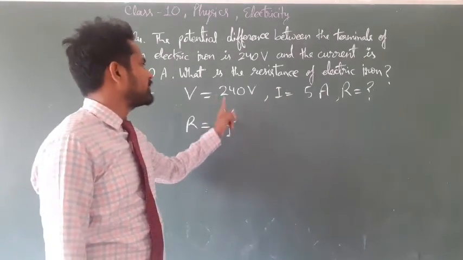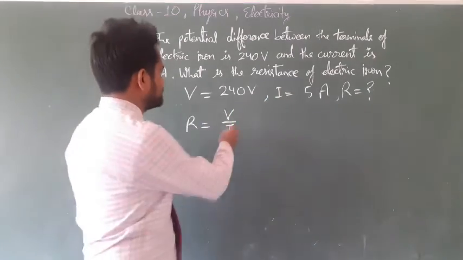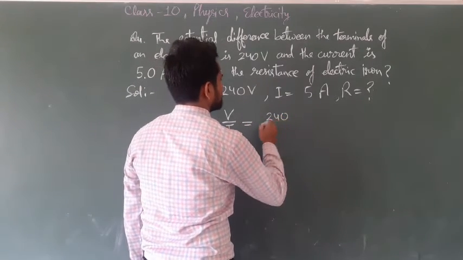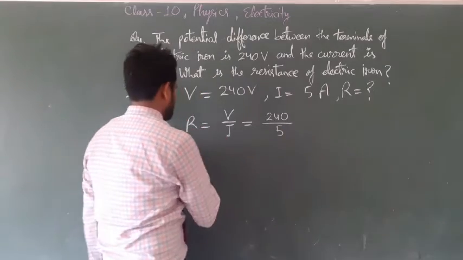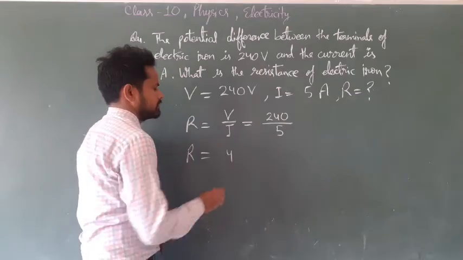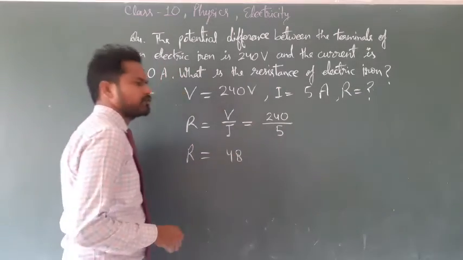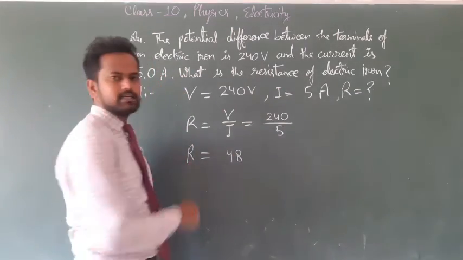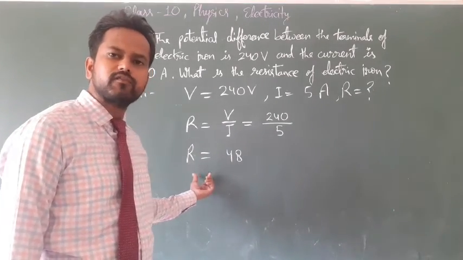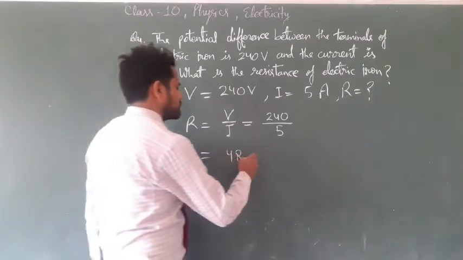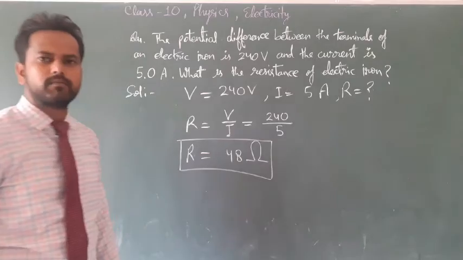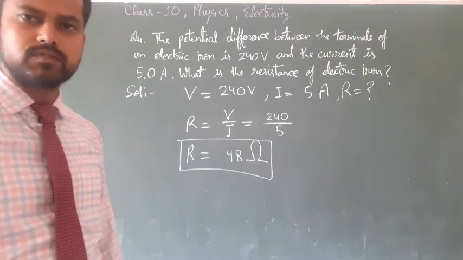So put the value of V and I in this formula, then you get 240 upon 5. Then R is equal to 48. So R is a resistance, and the SI unit of resistance is ohm. So resistance will be 48 ohms. Got it?